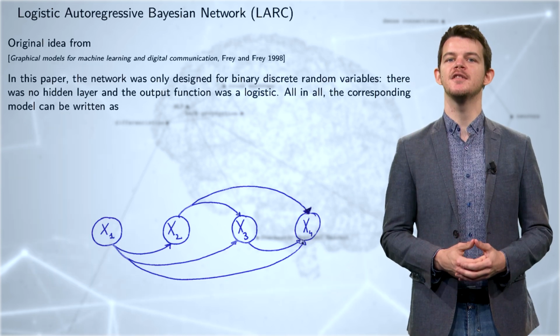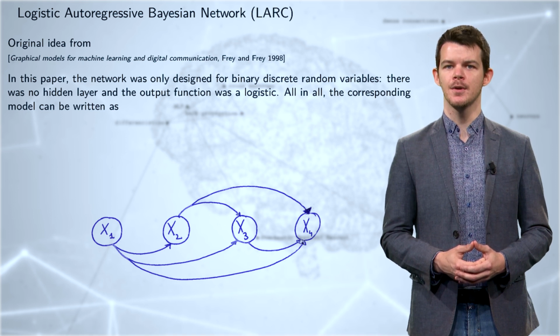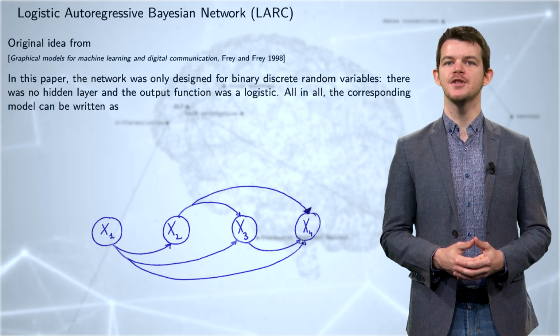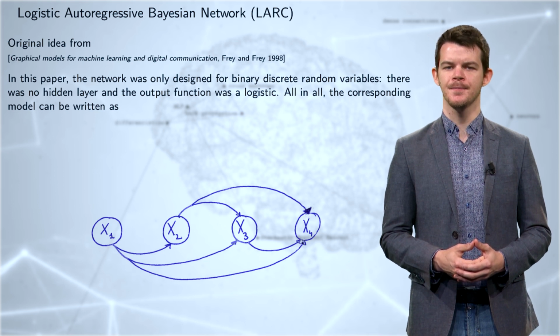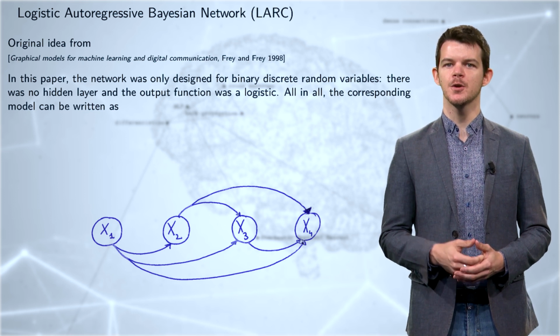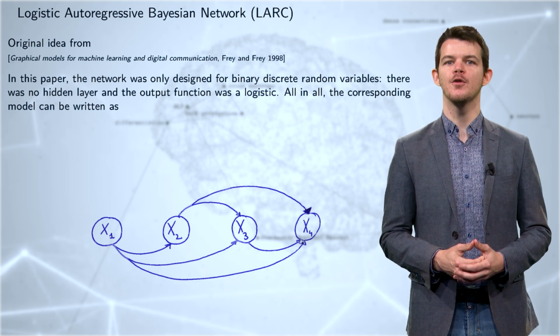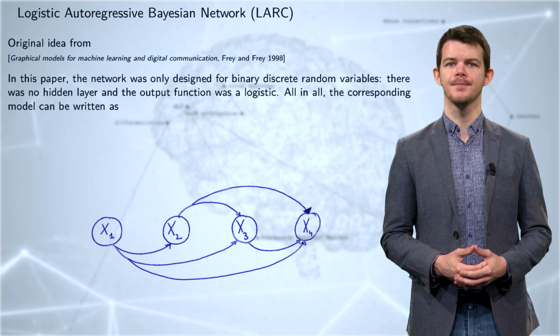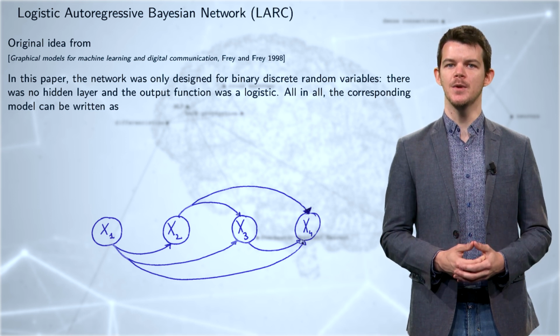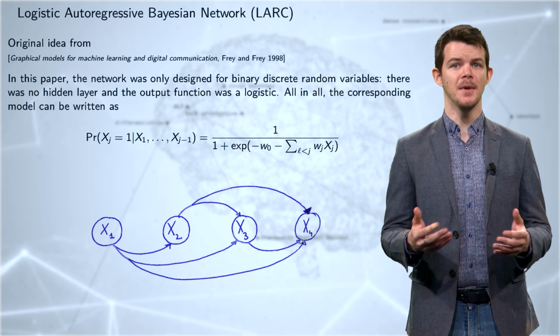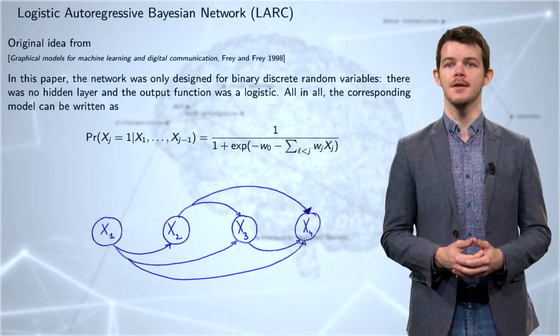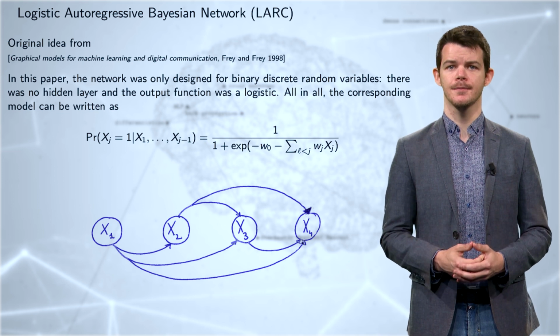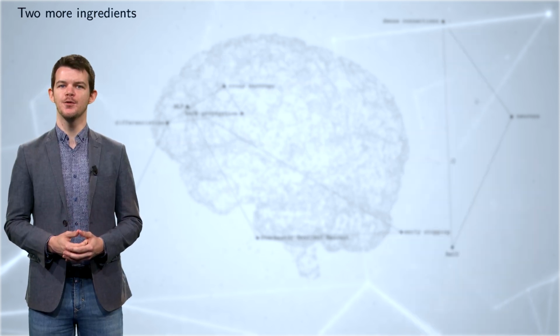The original idea of fully visible belief network comes from the paper at the top that introduces a method called logistic autoregressive Bayesian network. In this paper, the network was only designed for binary discrete random variables, contrary to the previous one, which was designed for both continuous and discrete variables. There was no hidden layer, and the output function was a logistic function. All in all, the corresponding model can be written as this equation. The main difference between the first model and this one is that here you have no hidden layers. You have also two more ingredients in the first paper.